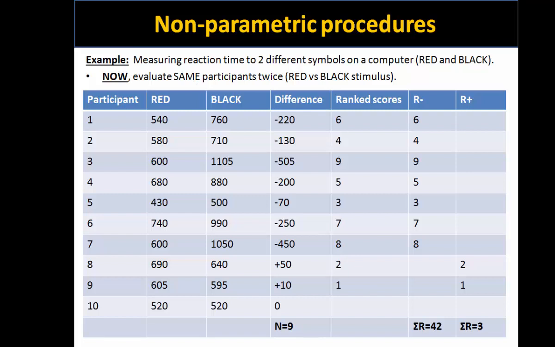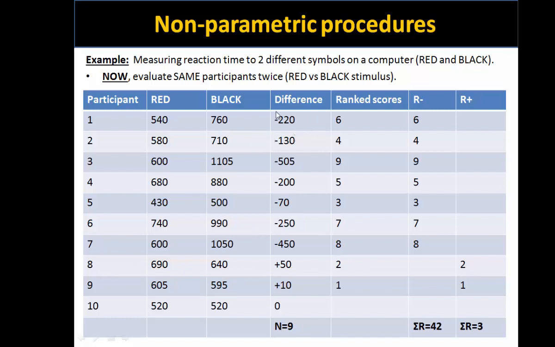And so here we see the raw scores in reaction time in milliseconds. So we see the first participant took longer to respond to a black stimulus on a computer screen than the same person did with the red stimulus, and we see a fairly consistent pattern all the way through, except for the last two participants, which had scores in the opposite directions.